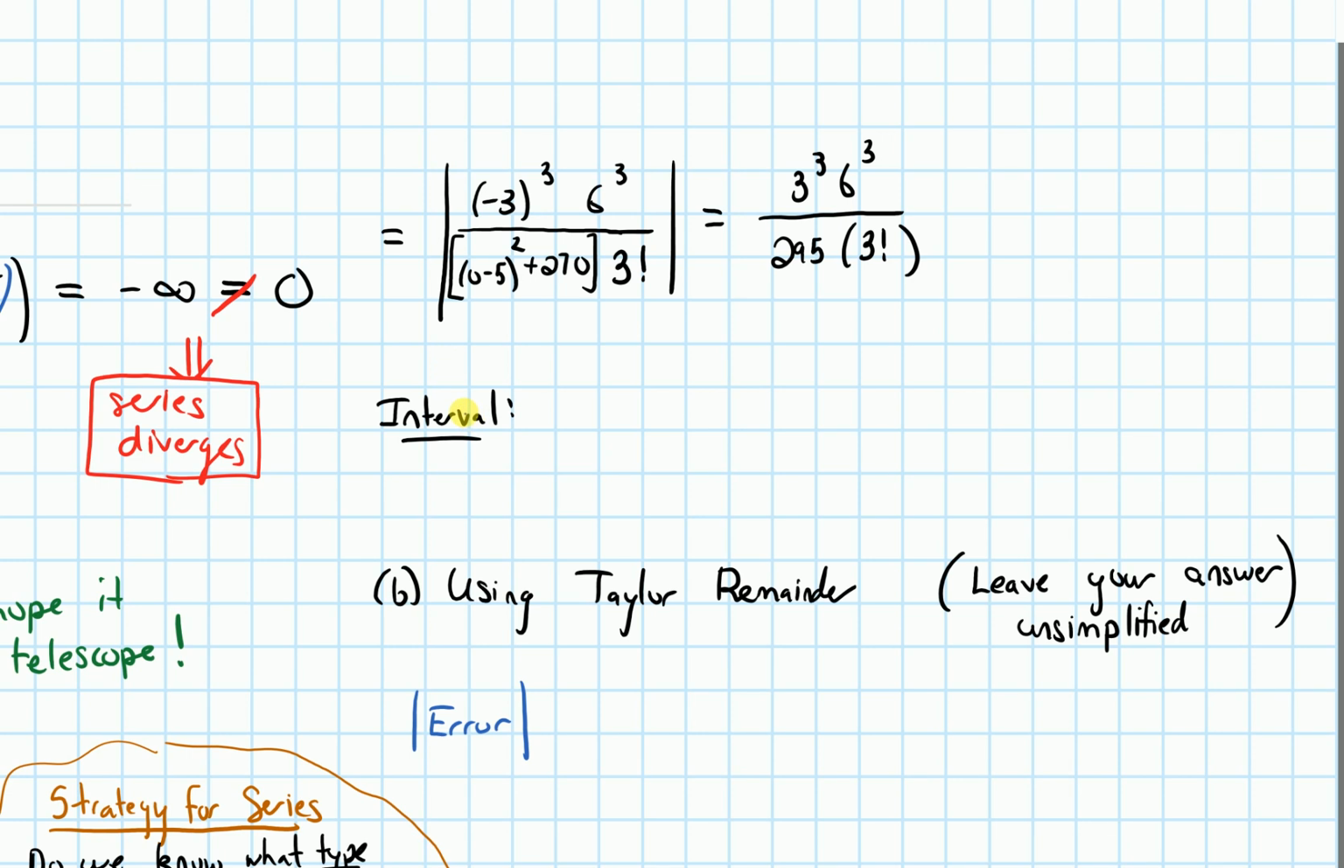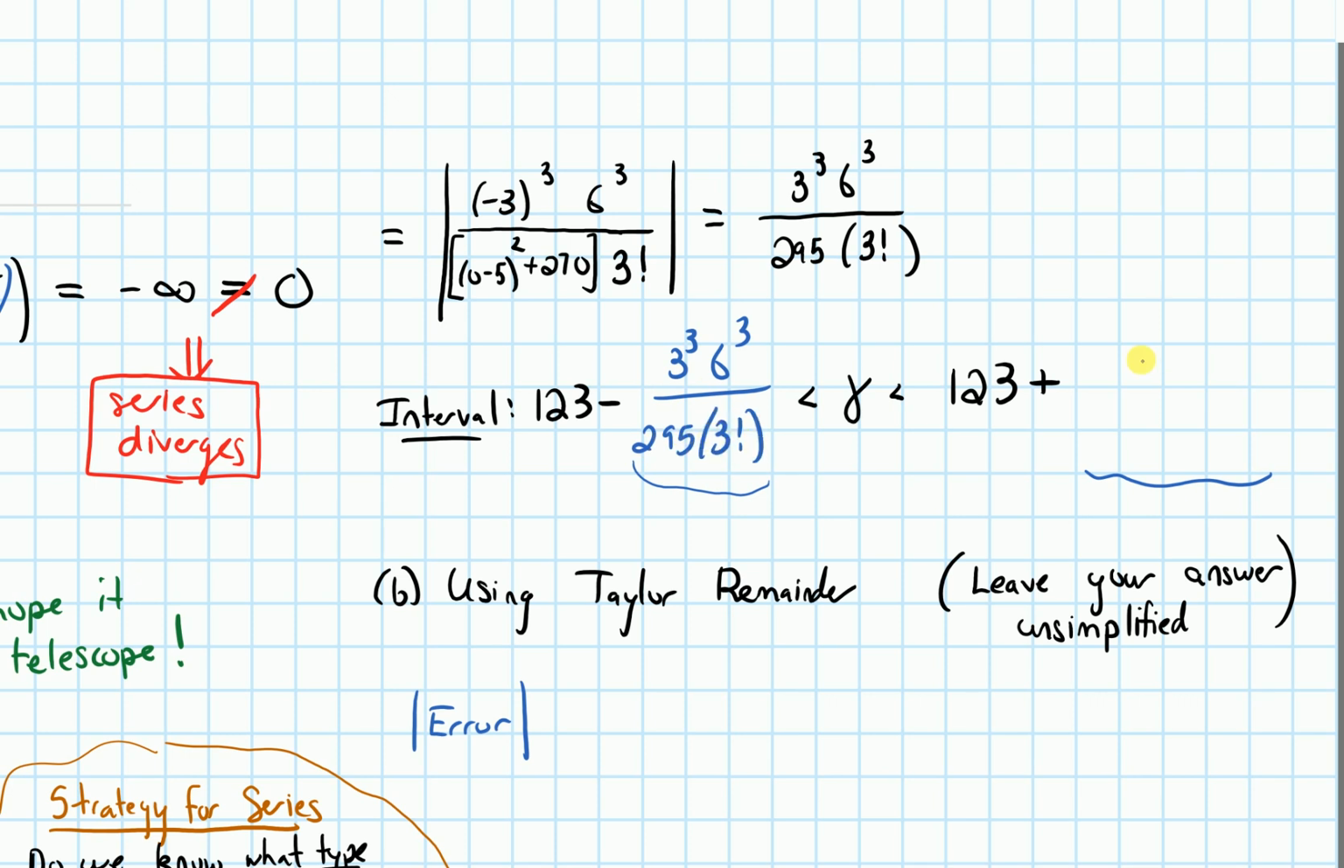So the interval that we'd get for gamma, what gamma is in between, would be our approximation, 123 minus something, and then 123 plus something. And what this something is, is the upper bound that we got for the error, which is 3 cubed, 6 cubed over 295 times 3 factorial, and same thing here, 3 cubed, 6 cubed over 295 times 3 factorial, and that is our interval.